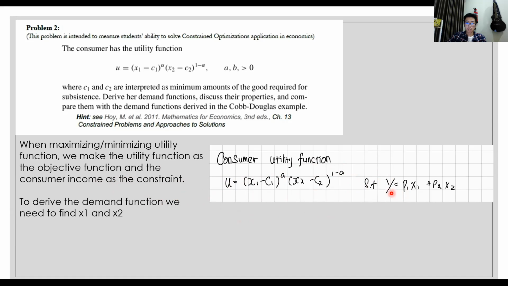The income can be written as y, or you can use I or m. In this case, I use y. So y equals p1 times x1 plus p2 times x2. Here you can see the income or budget constraint. Now we need to derive the demand function. How are we going to do that? When we find x1 and x2, we are solving the demand function. If we get x1 and x2, we get the demand function for x1 and for x2.